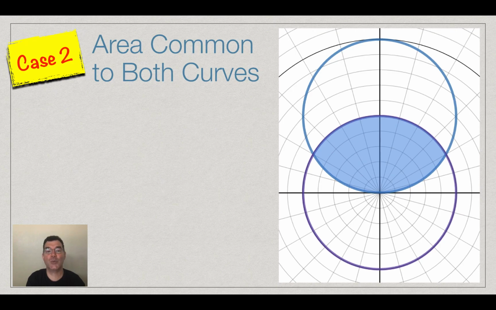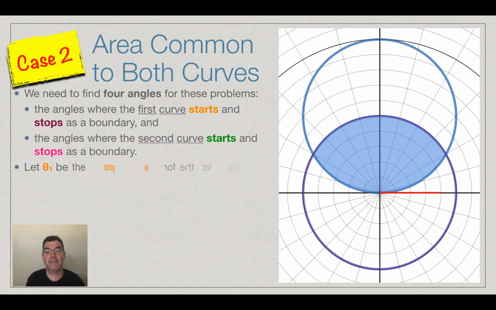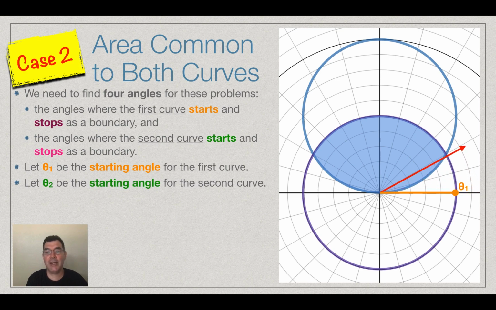The second case is where I want to find out the area that is common to both curves, so the overlap of both functions. To do this, I need 4 angles, not just 2. I need to figure out where each of the angles starts and stops being a boundary of my area. Okay, so for the first curve and for the second curve. So one of the curves is going to start at theta 1, which is just what I'm going to call it. And if I follow theta around and I see where one function stops being the boundary and the second function takes over, I'm going to call that theta 2.